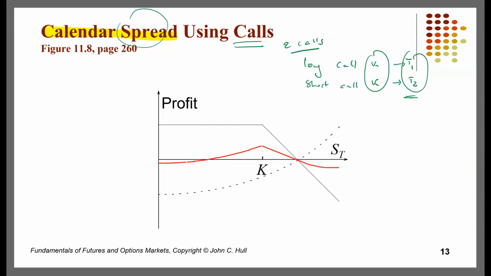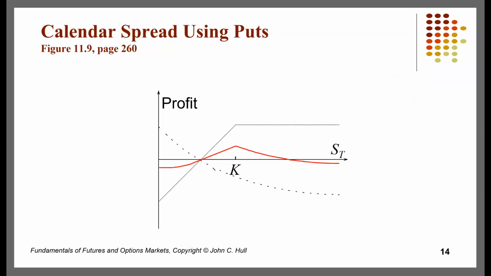Essentially the idea with a calendar spread is that you're expecting a large swing in prices, and therefore you're tapping over a period of time. So you're tapping on the difference between the price of the calls for the long term or the short term. You can construct the calendar spread with put options as well, and the profile is the same.